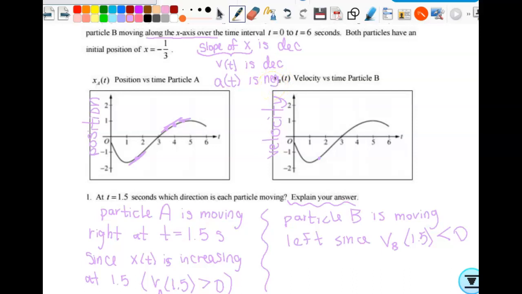I told you this was challenging. So that's how I talk myself through it. It's challenging for me, maybe not for you. So the slope of x is decreasing. Slope of x is velocity. Velocity is decreasing, therefore its derivative, acceleration, is negative.